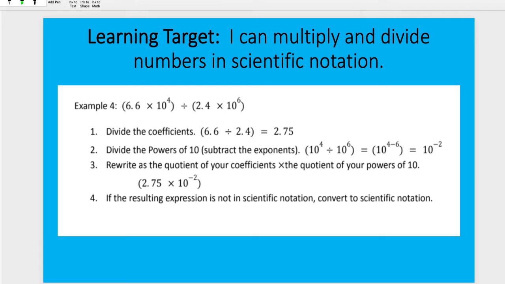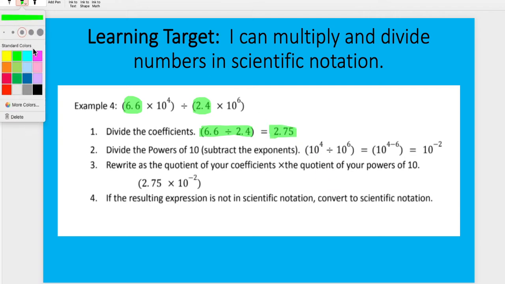Okay, 6.6 times 10 to the 4th power divided by 2.4 times 10 to the 6th power. So I'm going to go ahead and highlight my coefficients, and I am going to start by dividing those. 6.6 divided by 2.4, and you can definitely use a calculator on these. When I did that, I got 2.75.